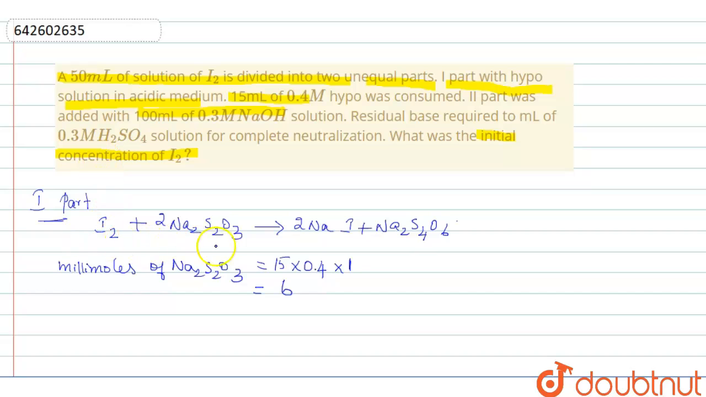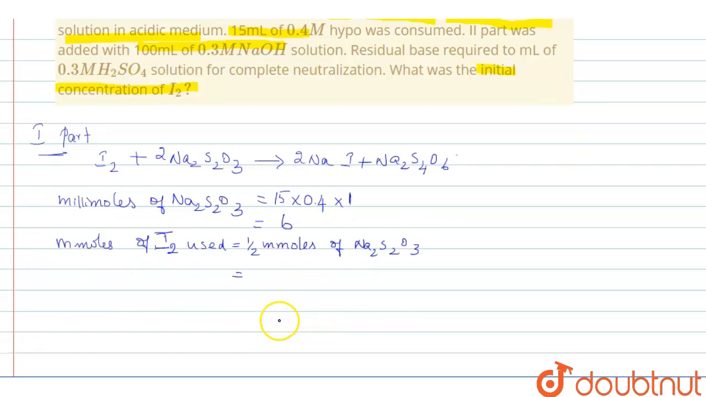From the reaction we know that half of the millimoles of hypo is the iodine consumed. So the millimoles of iodine used will be equal to half of the millimoles of Na2S2O3. I divide 6 by 2 here, so I get 3 as the millimoles of iodine used in the first part.